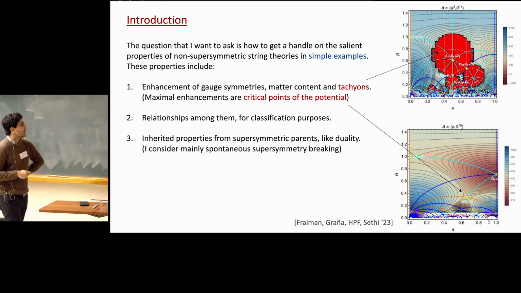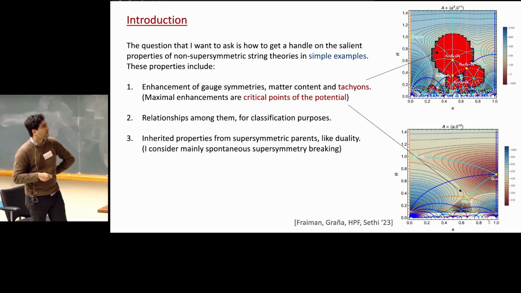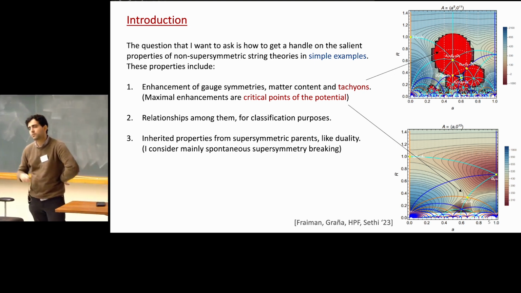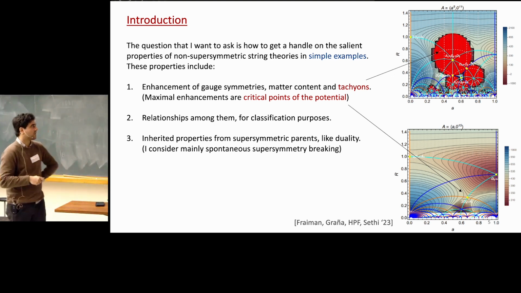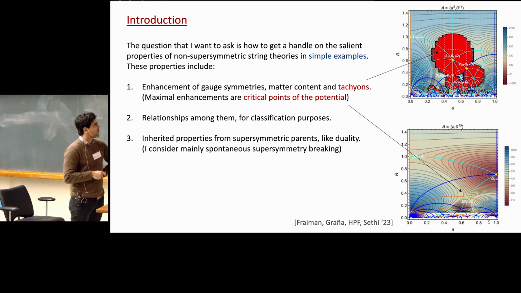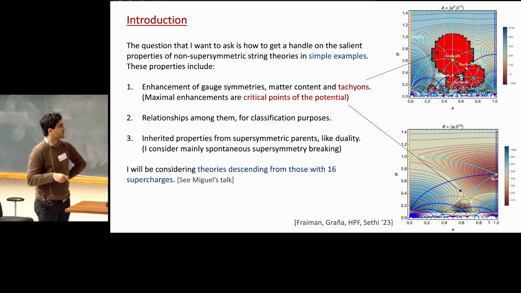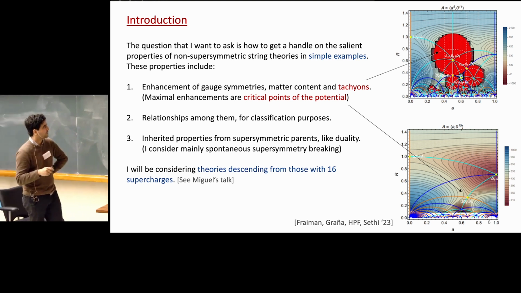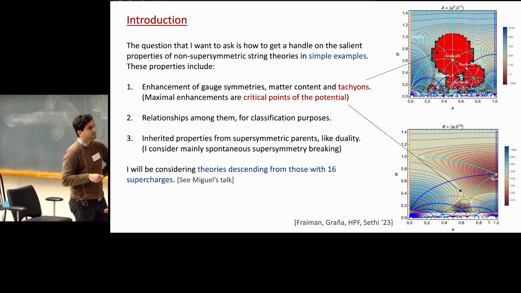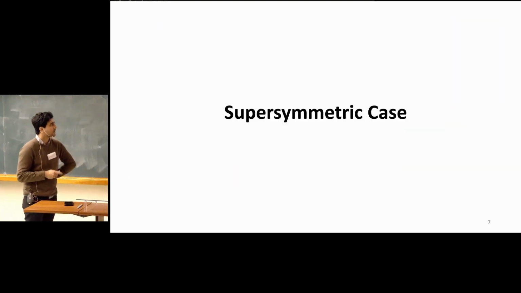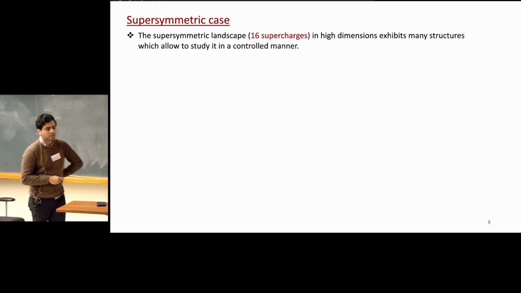And the other thing is, can we see some inherited properties from supersymmetric strings? And here I want to talk about the duality. I will talk about it at the end of the talk, which is a kind of controversial thing, but it's fine. But I will restrict to spontaneous supersymmetry breaking, something like Scherk-Schwarz reductions. These are theories that descend from theories with 16 supercharges. That's why they are preserving so many nice properties. Let's review the supersymmetric case.